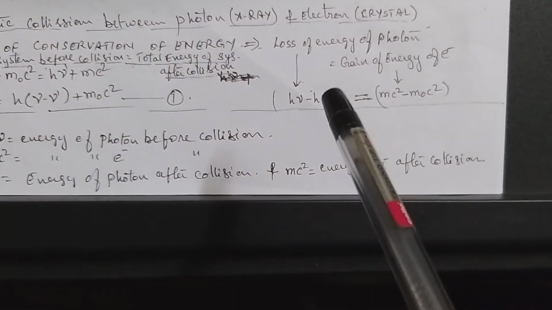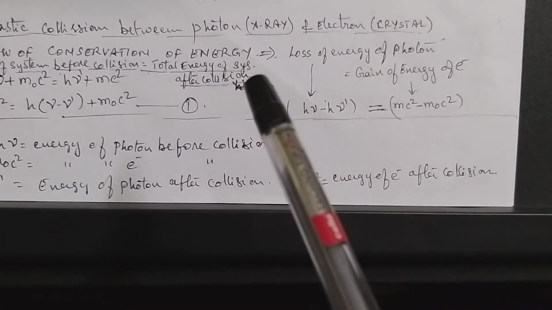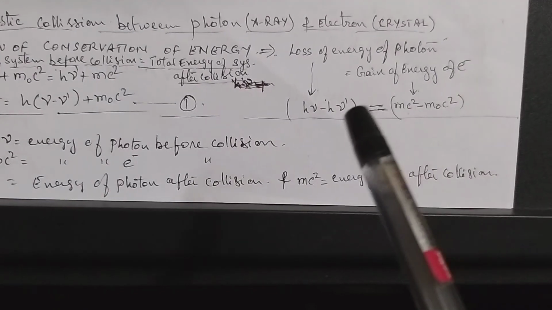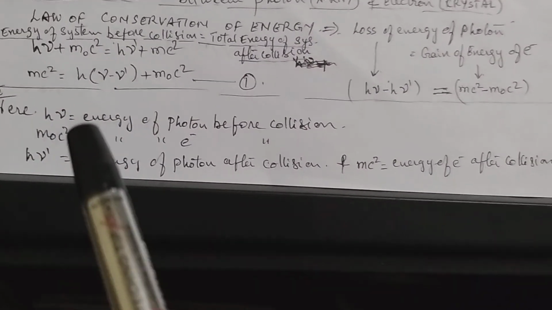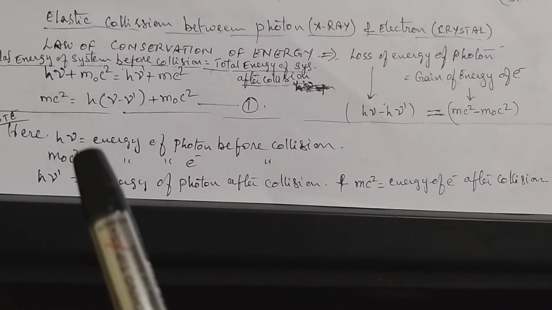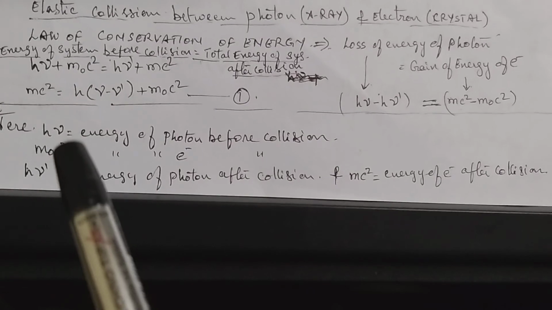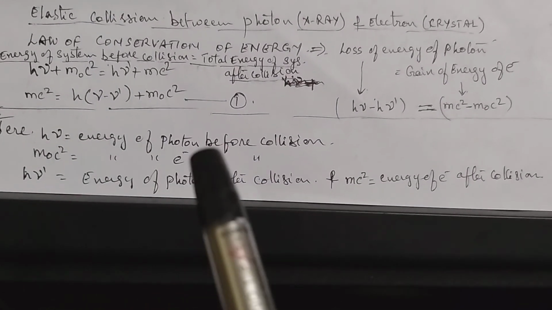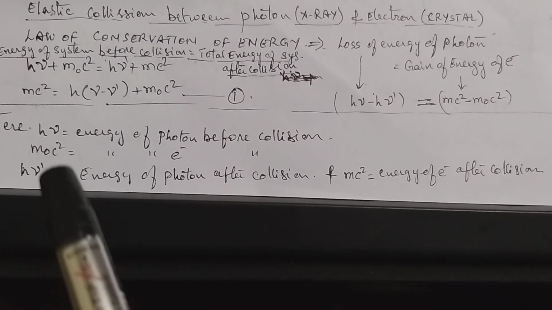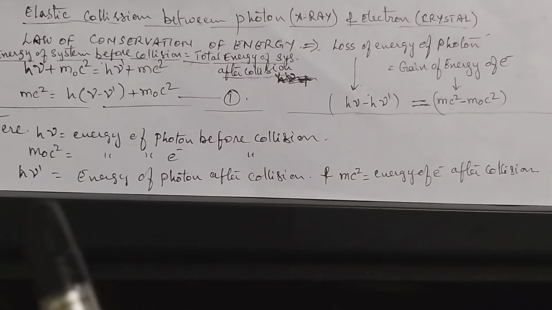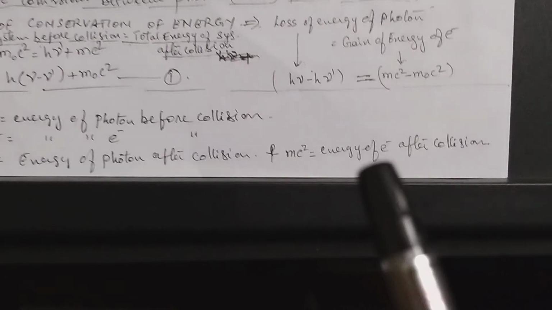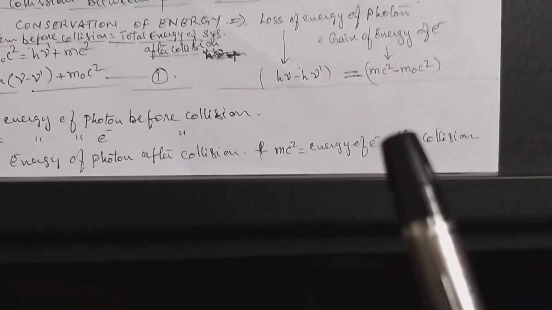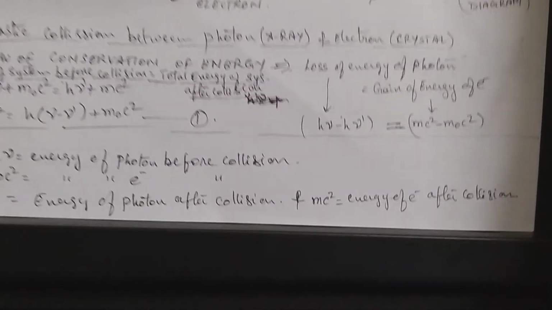Here we have shown a different calculation where energy lost by photon equal to energy gained by electron is reached, the same equation. Here I have given a note for you for explanation. H nu being the energy of photon before collision, m0 c square electron energy before collision, h nu dashed after collision photon energy, and mc square is the electron energy after collision.